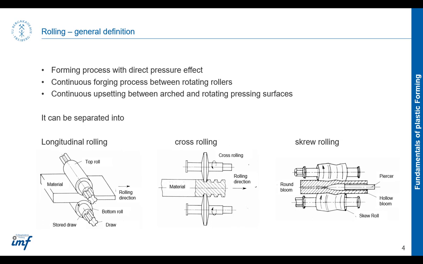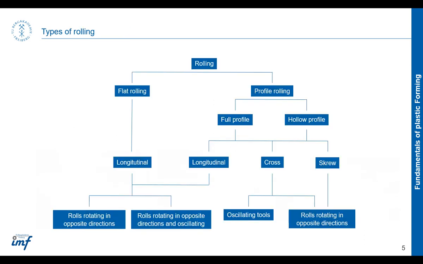Generally, when we define rolling, this is something which we have already studied in the lecture before, but just to repeat: it is a forming process with direct pressure effect. The rolling process is continuous forging between rotating rollers, and continuous upsetting between arched and rotating pressed surfaces. Generally it is separated into 3 types of rolling: longitudinal rolling, cross rolling, and skew rolling. You can see all the schematics down here. You can read a lot about the rolling process and its types and how it is classified in the books which are already shared with you.